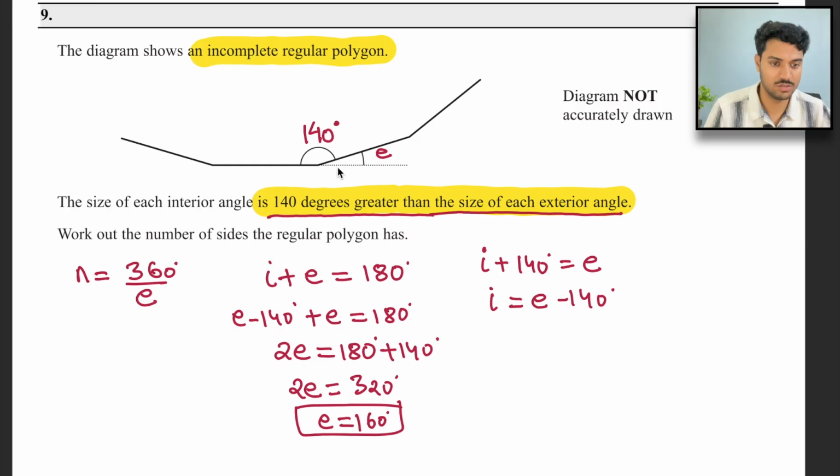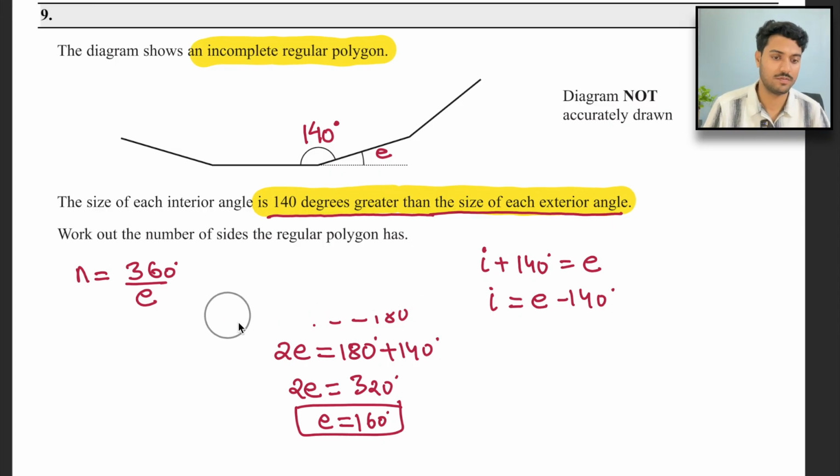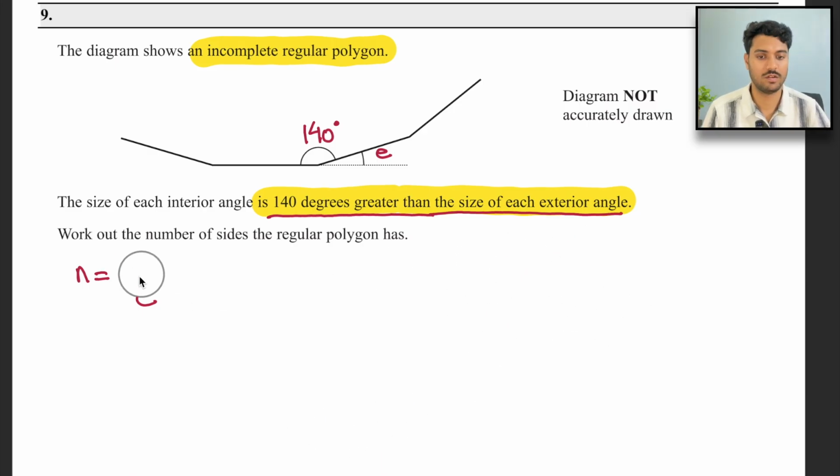But how is this possible? E is definitely not 160 degrees. Okay, I think we have to do it like that only. I think it's a direct question. There should be some comma here.